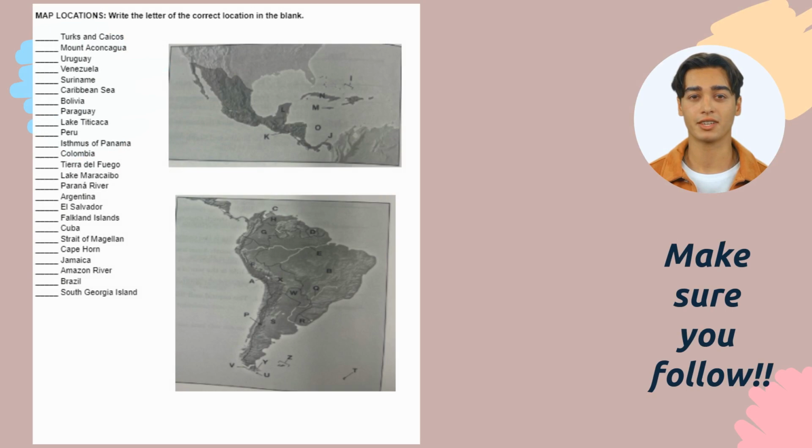Now, let's locate some places on the map related to South America. I'll read each location, and you write the correct letter that matches on your map in the study guide. Find Mount Aconcagua on your map. Write down its letter. Where is Lake Titicaca located? Find it and write the correct letter. Locate the Amazon River. What letter corresponds to it on your map? Now, continue on your own through the rest of the map locations. Think about each one carefully.